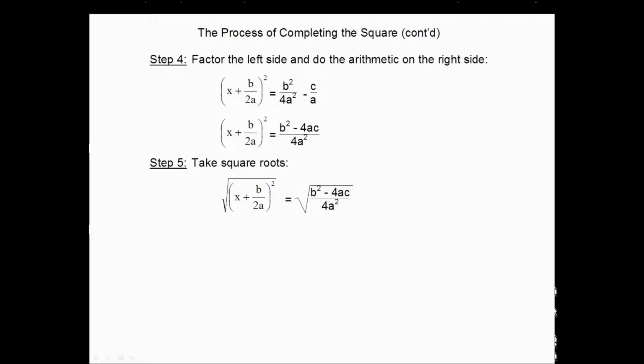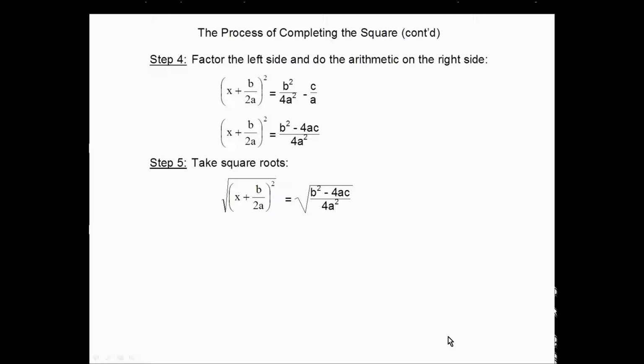Okay, step 5, take square roots. The square root of (x plus b over 2a) squared equals the square root of (b squared minus 4ac) all over (4a squared). The left-hand side just becomes x plus b over 2a. The right-hand side, you have to remember to put the plus or the minus, and in the denominator, 4 and a squared are perfect squares. So my denominator will become just 2a.